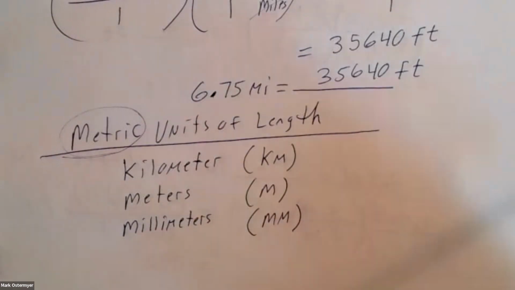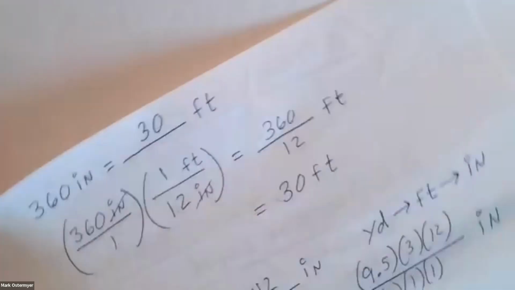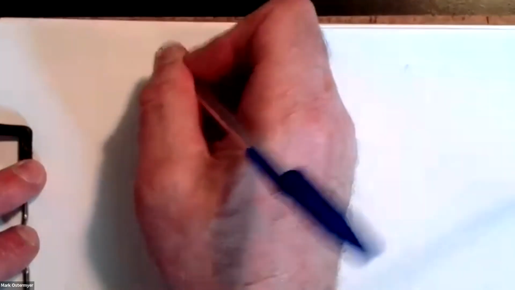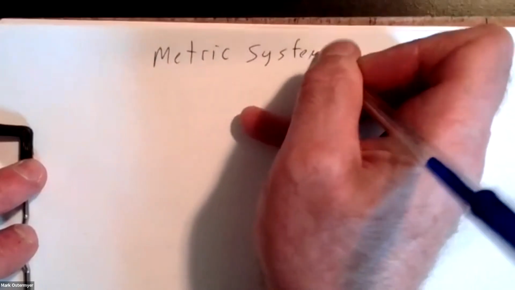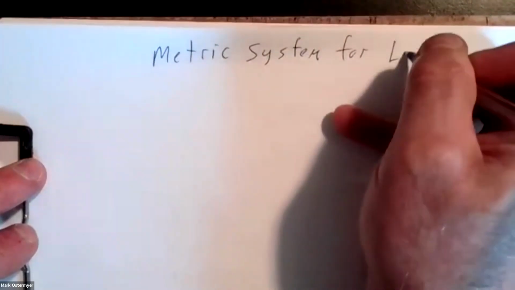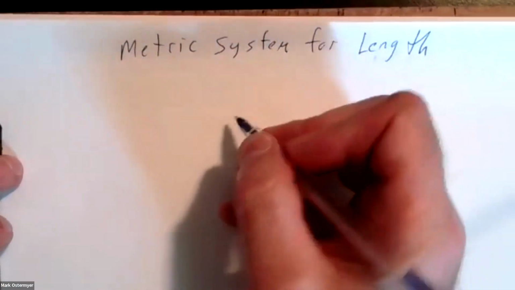The metric system is based on powers of 10. And so it's very, very easy to compute within the metric system, as opposed to our ugly English system, where we have to use these awful unit conversion factors. Let me show you the metric system for length. All right, now the metric system goes like this, ladies and gentlemen.